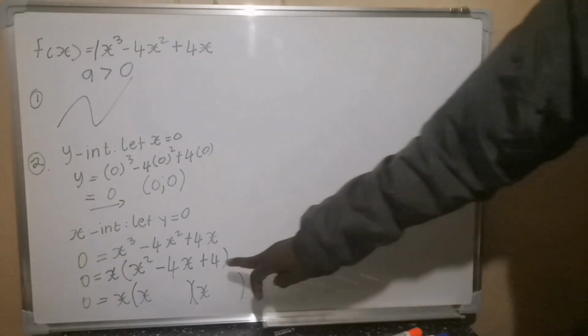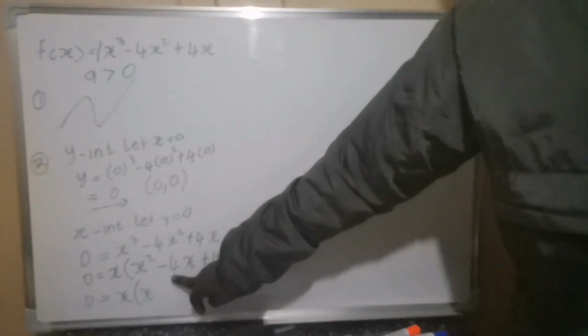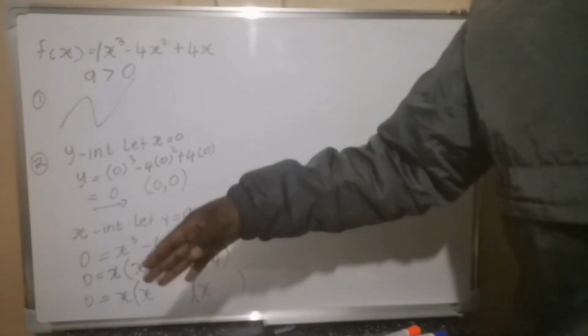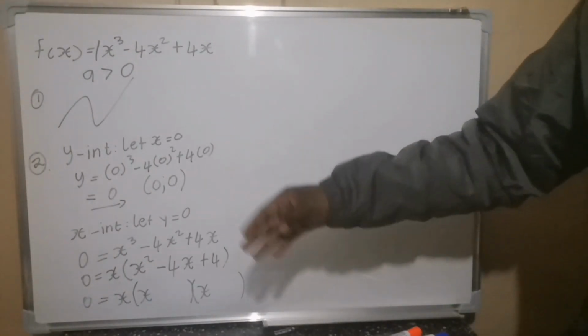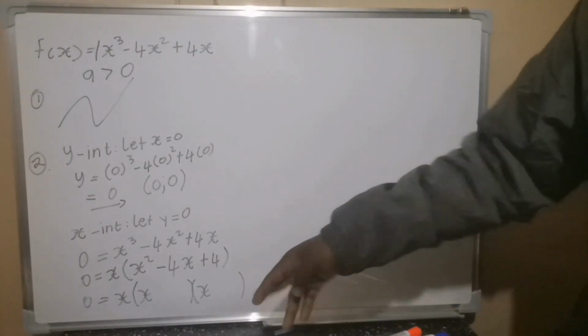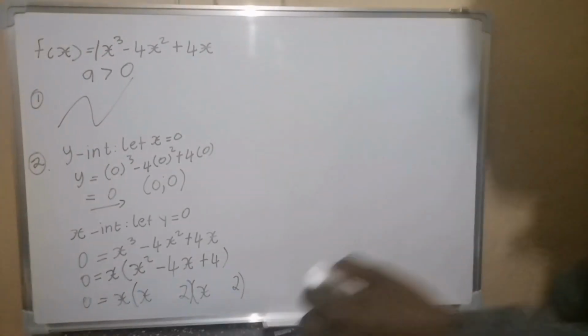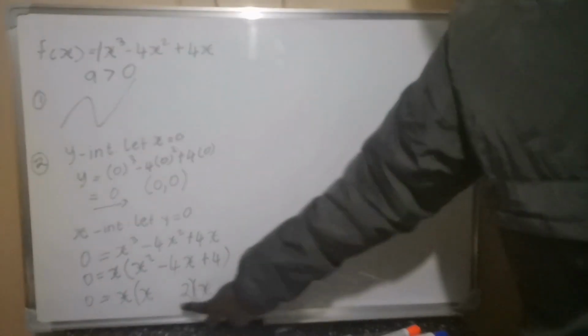Which number can I multiply to give me 4, and add or subtract to give me 4 again? So 2 times 2 is 4, and 2 plus 2 is 4. That means 2 and 2 are factors here. So I'm going to have 2 on this side, 2 on this side. So 2 times 2 is 4.